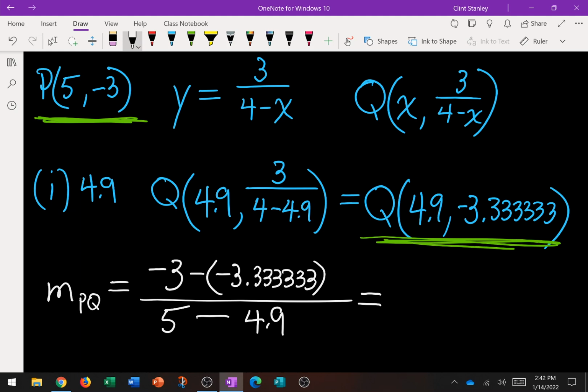So let's see. -3, that turns into plus 3.333333, and divided by 5 minus 4.9. What'd you get? Or, oh, it's up to me. So I get 3.3333. What my calculator gave me. Let's see if WebAssign likes that.